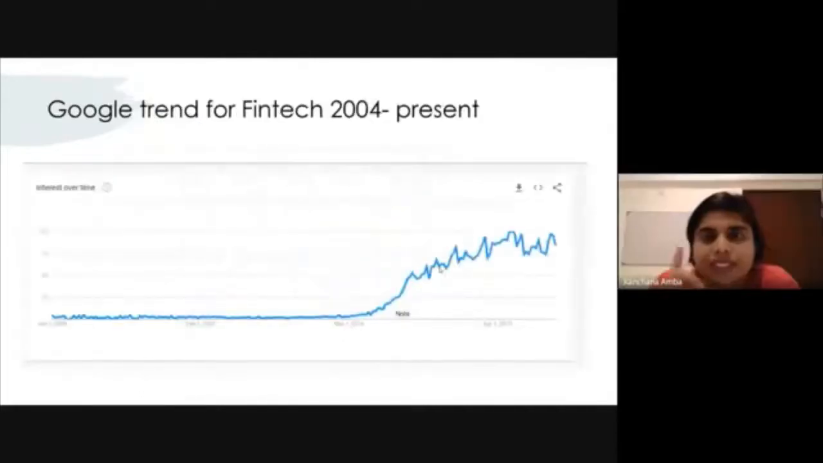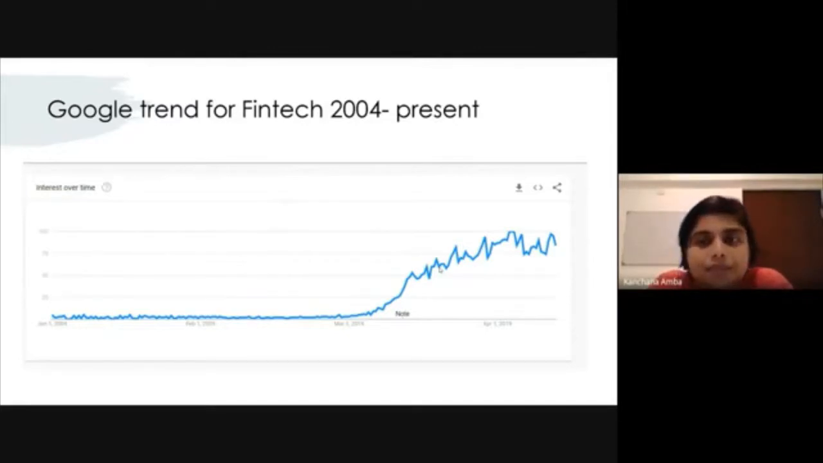So, fintech. We are going to fintech. Now, if you haven't tried Google Trends, you must try Google Trends. You can even try it with your own name. You just have to type Google Trends and type in the word. Then you see how often it has been searched, right?